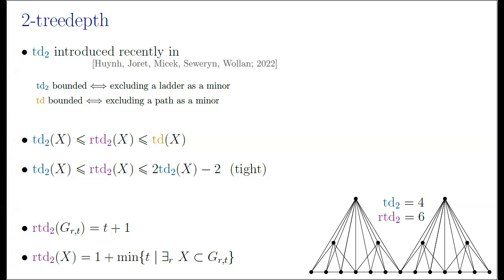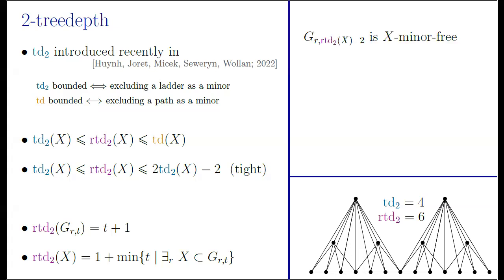And why is it interesting? Because if we take now G of rooted two-tree depth of X minus 2, so here are some plus ones, and this is why we have to subtract 2, but let's skip these technical details. Then it's X minus 3. And it doesn't depend on X at all, only on rooted two-tree depth of X. So here we have a structural parameter of X, which tells us which GRT I have to choose, and then it's X minus 3.